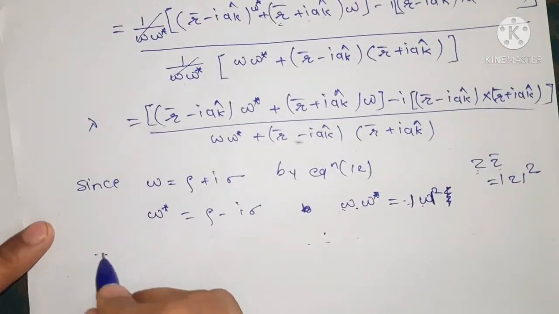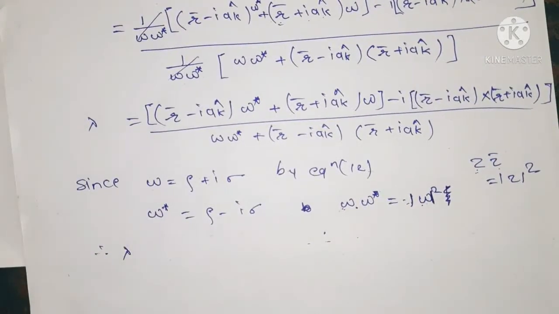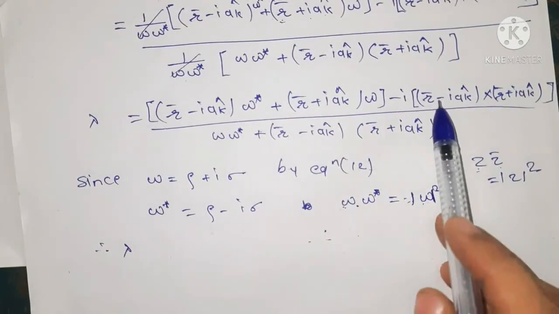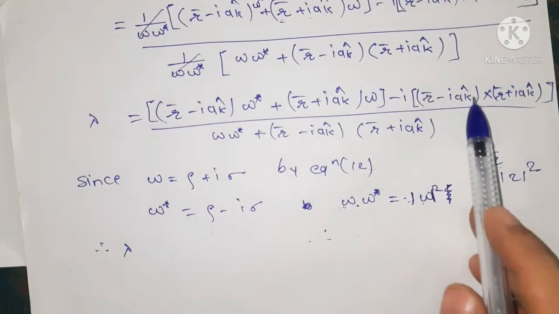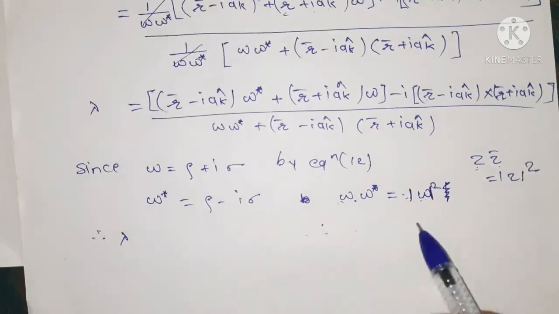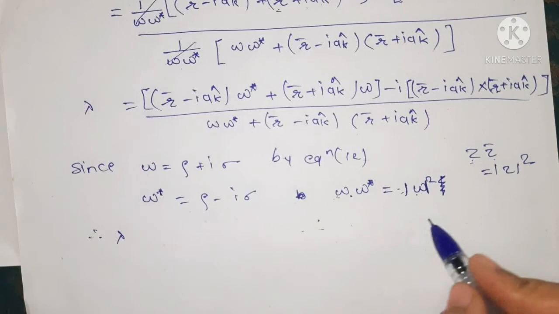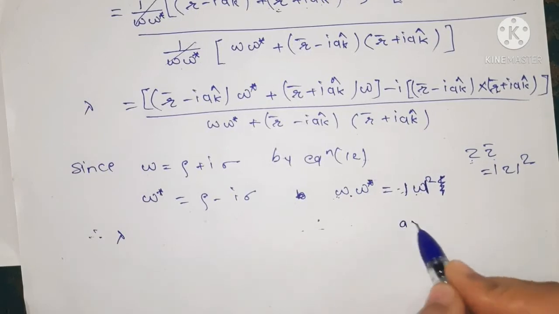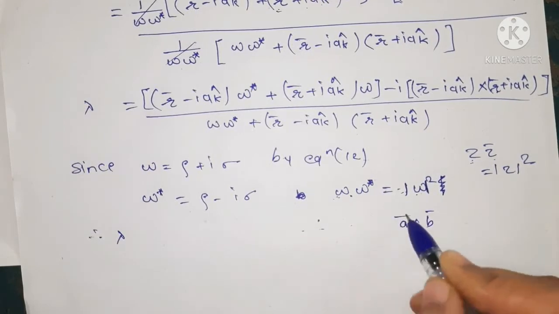Now therefore lambda will be equal to, also we open the bracket of the cross product here, r bar minus i a cap, that is we take r bar cross r bar, and the cross product is a cross b, where a and b are vectors.